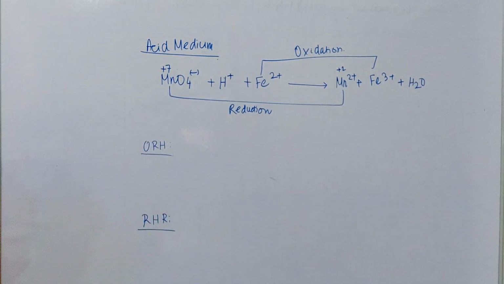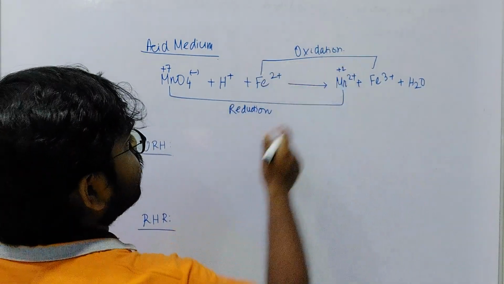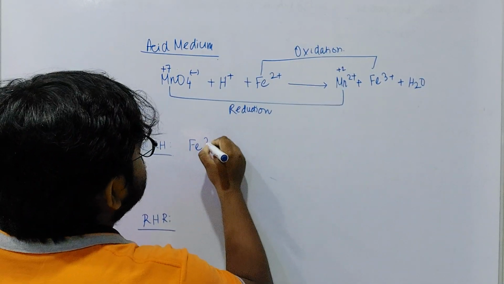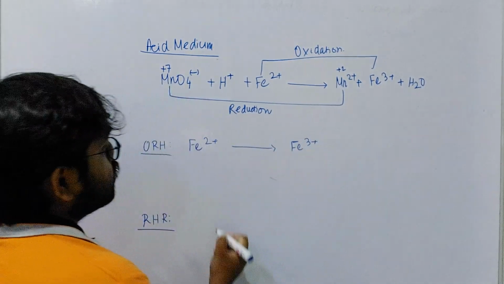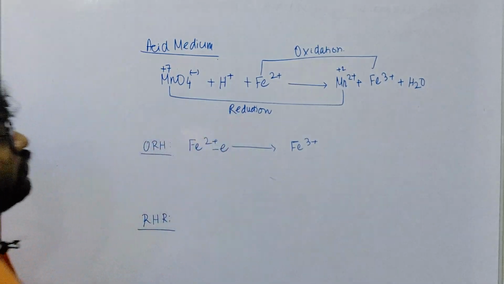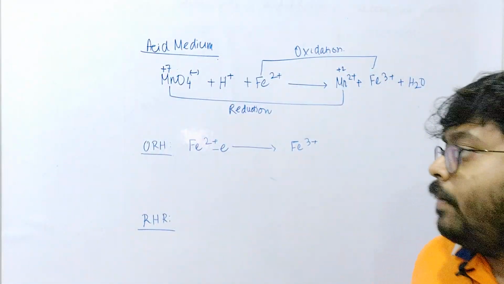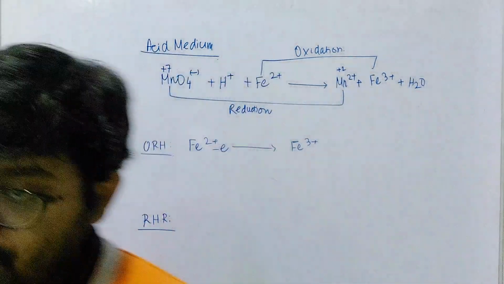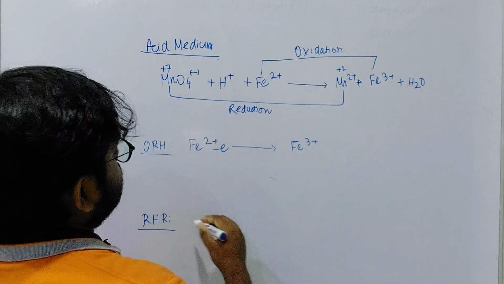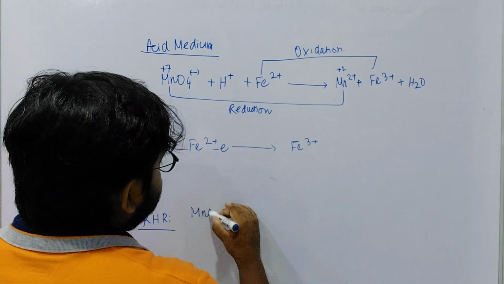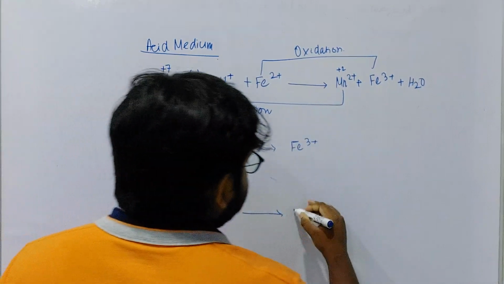So we will write down both the half reactions. What about the oxidation half reaction? Fe2+ into Fe3+. Very easy, just remove an electron. Fe2+ will become Fe3+. We know that. Now what about this reduction half reaction? This is a little bit complicated. This is what we have just learned: MnO4- just becomes Mn2+, right?